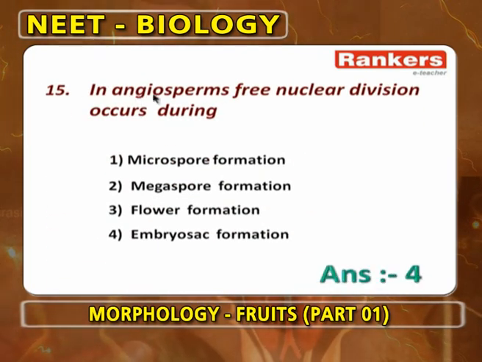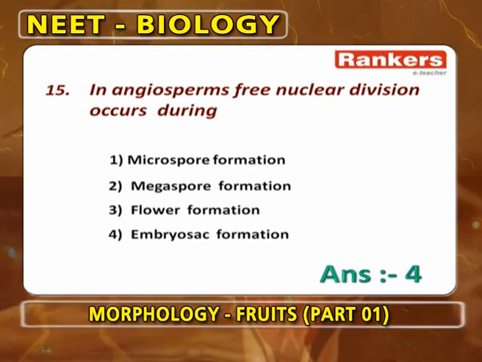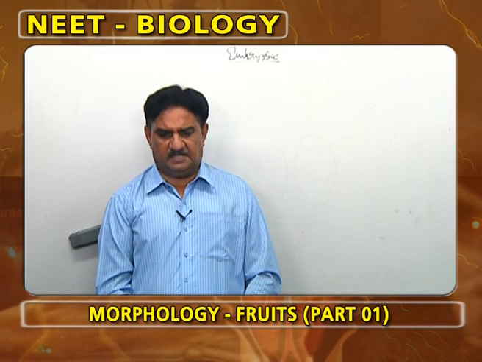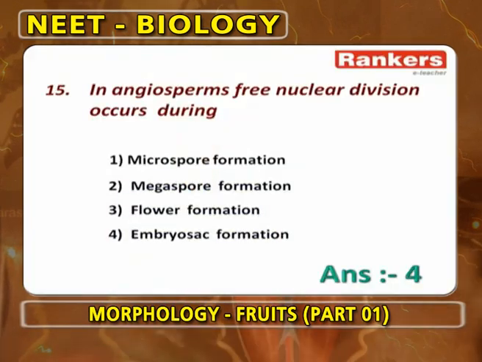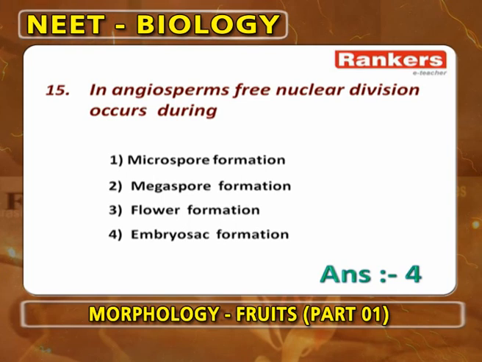Next, in angiosperm, free nuclear divisions occur during. Free nuclear divisions means only nuclei are formed, no question of cytoplasm division takes place. Microspore formation is not a free nuclear division. Megaspore formation is not a free nuclear division. Flower formation is absolutely not a free nuclear division. The only answer for this is embryo sac formation.